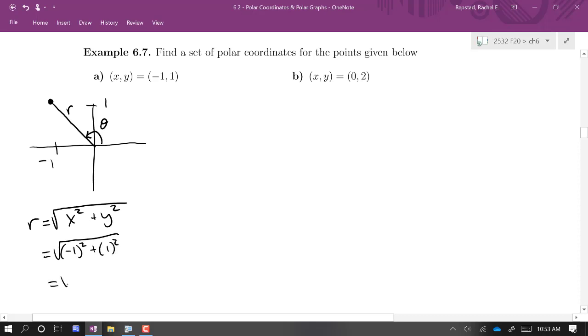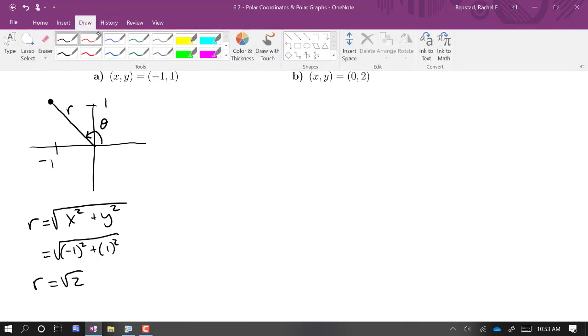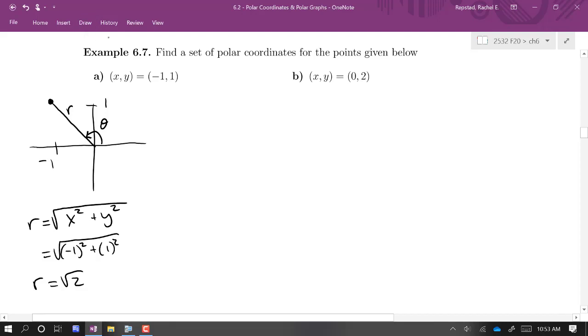So we get the square root of 2. But what it does is it affects your angle theta. Now, the arctan function is not going to give you a second quadrant angle. So what we're going to do, we're going to find this acute angle here, which I'll call, I guess, alpha, like a reference angle. And then I'm going to subtract that from 180 because this is in quadrant 2.